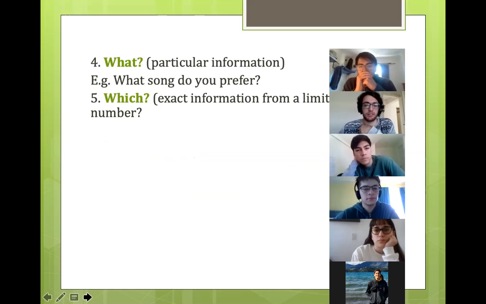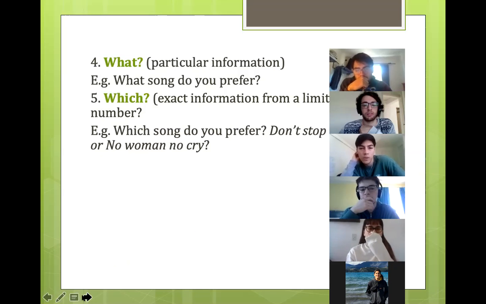Which? What is the difference between what and which? Exact information from a limited number. So, what music do you like? I like rock. Which is your favorite band? You see? The number, pure number. So it's more exact. Which song do you prefer: Don't Stop Me Now or No Woman, No Cry by Bob Marley?